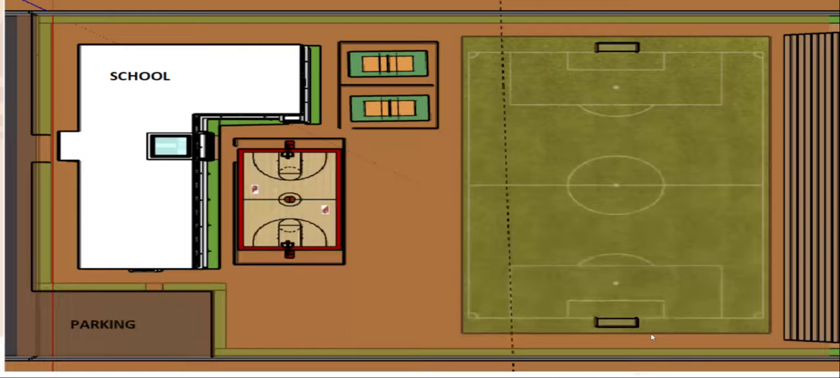So this is the bird's eye view of the school, of the finished model that is. You can see the football field on the right, along with the stands for the audience. You can see we have opted for two badminton courts over here and a basketball court over here. We have also the parking space over here, and of course, the main school building over here.